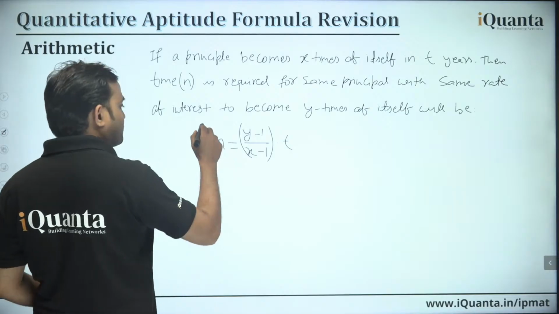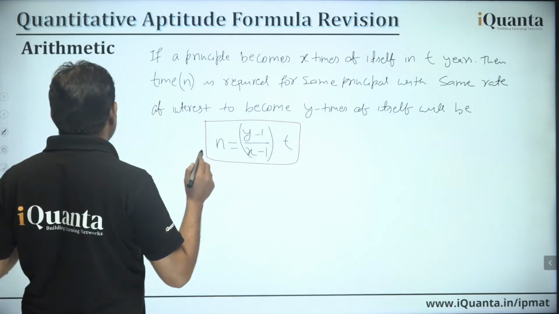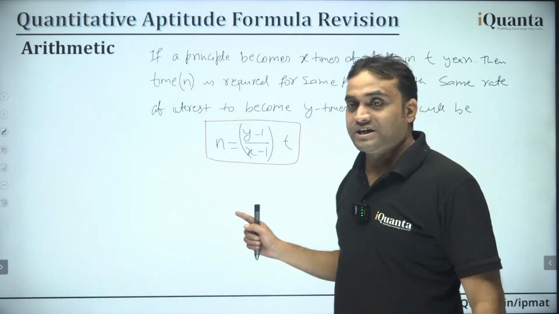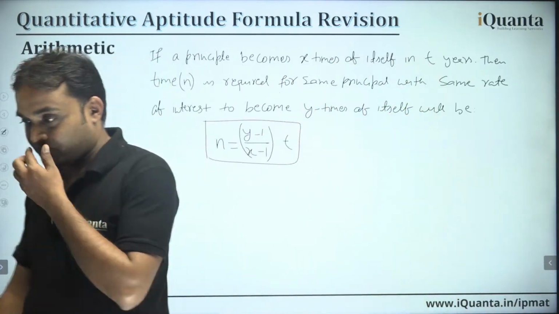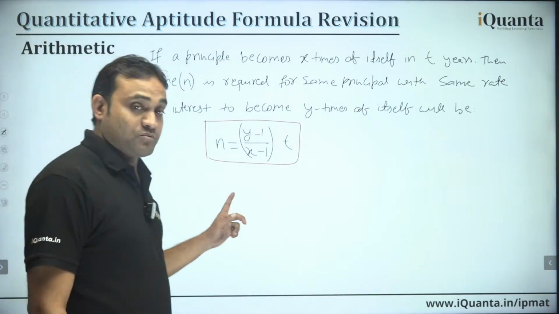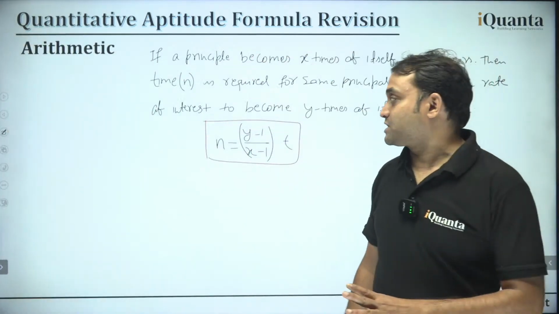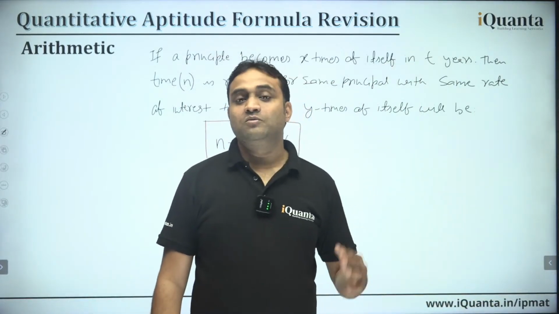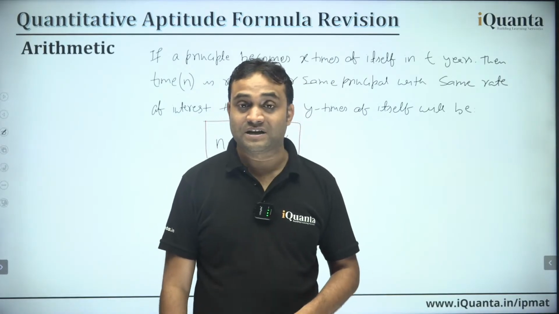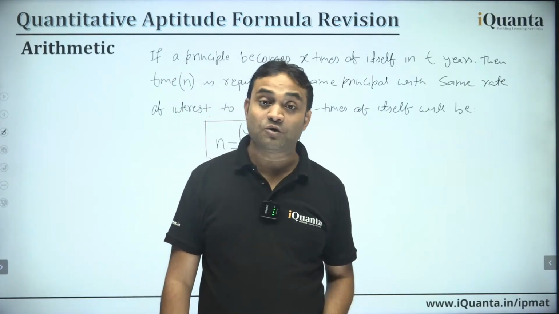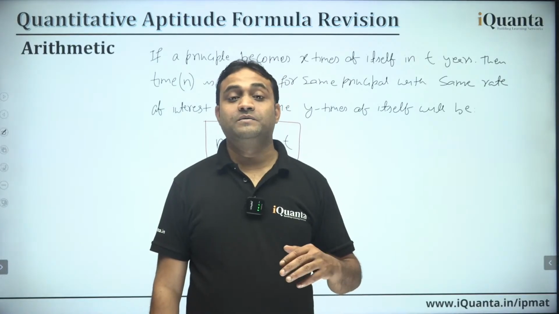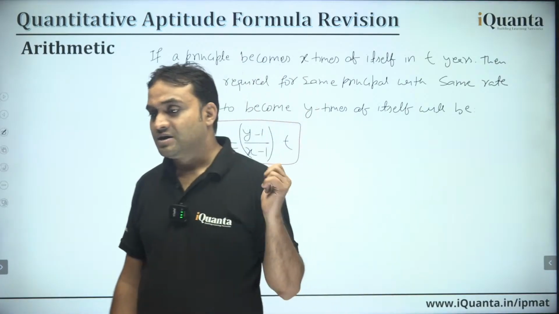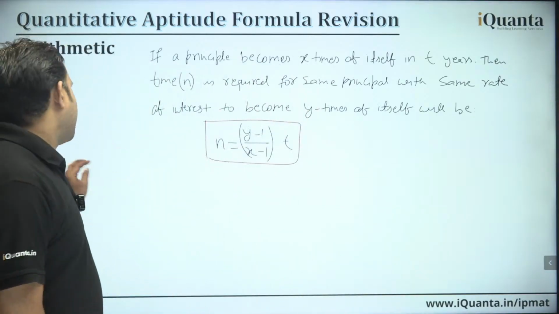Usually in these types of questions, what we try to do is we try to find the rate of interest and then we try to use it to find the time, okay? But using this formula, you can directly solve this type of question. Like if a principal becomes 10 times of itself, then in how much time it will become 28 times of itself. If a principal becomes 4 times of itself, then in how much time it will become 15 times of itself, 16 times of itself, and so on. Okay, you can use this formula in that scenario.